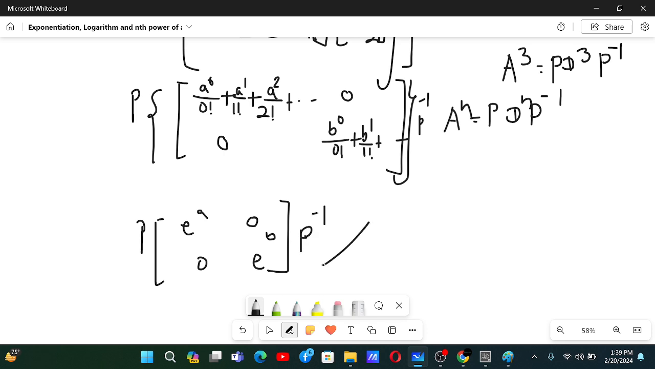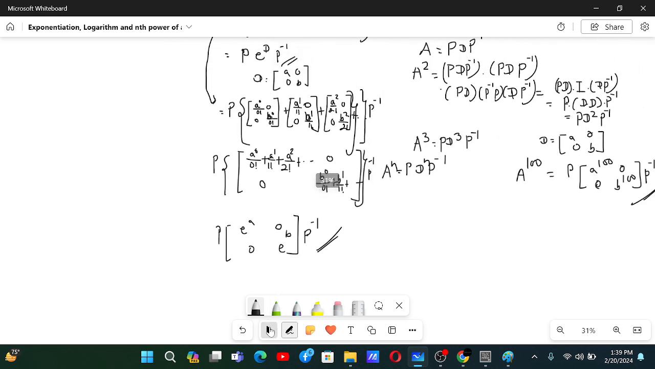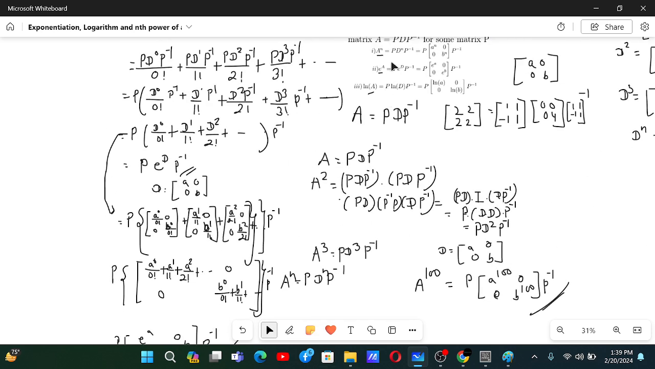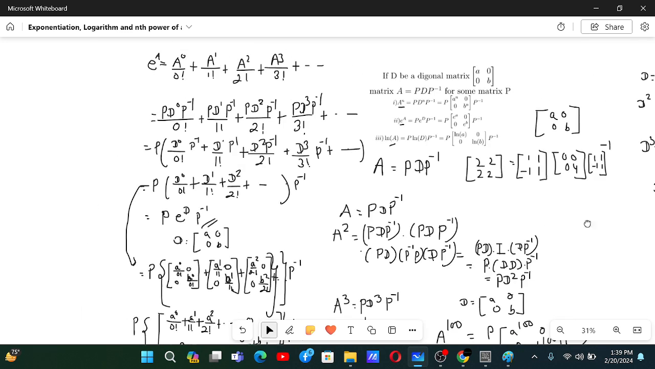Okay, so now we finally proved the second statement as well, I guess. The second was e^A is just P times e^D P^-1, which is P times [[e^a, 0], [0, e^b]] and then P^-1. Okay, the second is also proved, and the third also has a similar proof.